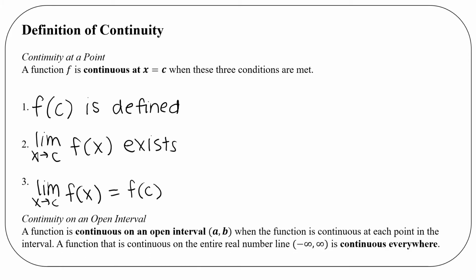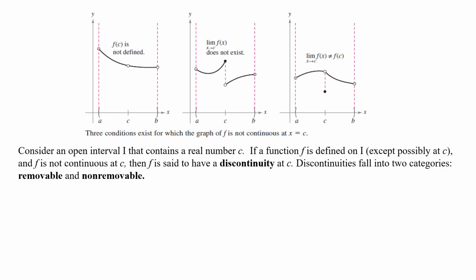Additionally, a function is continuous on an open interval, a to b, when the function is continuous at each point in the interval. A function that is continuous on the entire real number line is continuous everywhere. Consider an open interval I that contains a real number c. If a function f is defined on I, except possibly at c, and f is not continuous at c, then f is said to have a discontinuity at c.